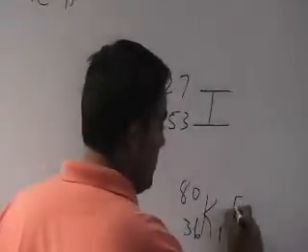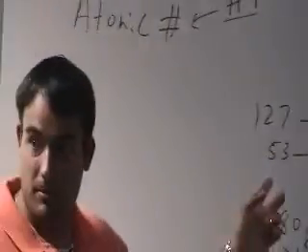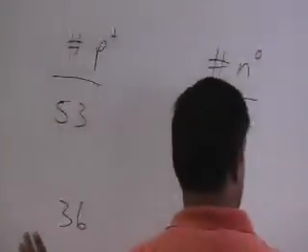Okay, what do we got next? Number of electrons. How many electrons did it have? 36, right? Why? Because there is no charge written in the top right-hand corner. If there was something written there, you'd have to deal with that. But there's no charge written there.